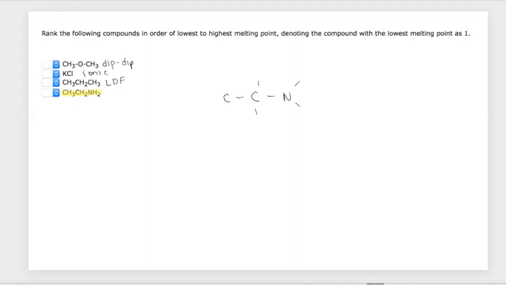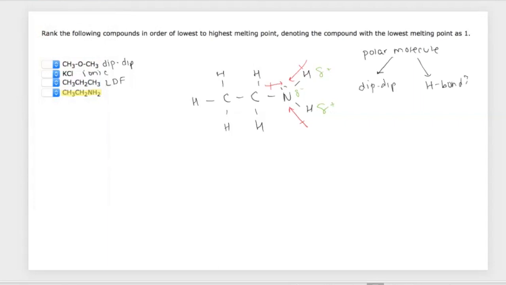Lastly, we're looking at CH3CH2NH2. So we know that nitrogen is more electronegative than carbon. We know that nitrogen is way more electronegative than hydrogen. What we see overall is that these hydrogens have this partially positive charge, and this nitrogen is partially negative. So this is a polar molecule. And now we have to ask ourselves the question of whether we will only have dipole-dipole interactions, or if we will have hydrogen bonding. Do we have any H bonds? And we see here that we do. So we have a nitrogen bound to a hydrogen here, and a nitrogen bound to a hydrogen here. We see in this species that the strongest intermolecular force is H bonding.